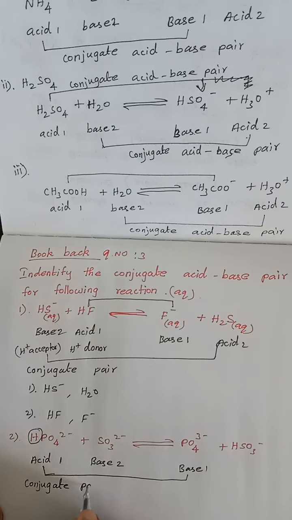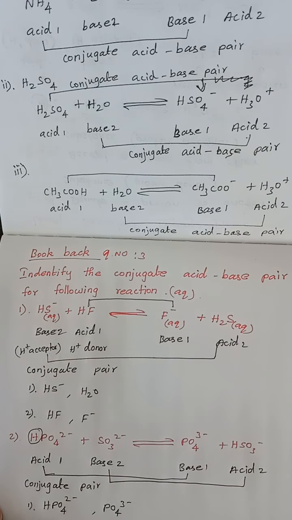In the first conjugate pair, HPO4 2 minus to PO4 3 minus. The next conjugate pair is base 2 to acid 2. So you write the formula SO3 2 minus to HSO3 minus. This is the conjugate pair. Acid is a proton donor and base is a proton acceptor. So you write the acid and base, and next you write the conjugate pair.